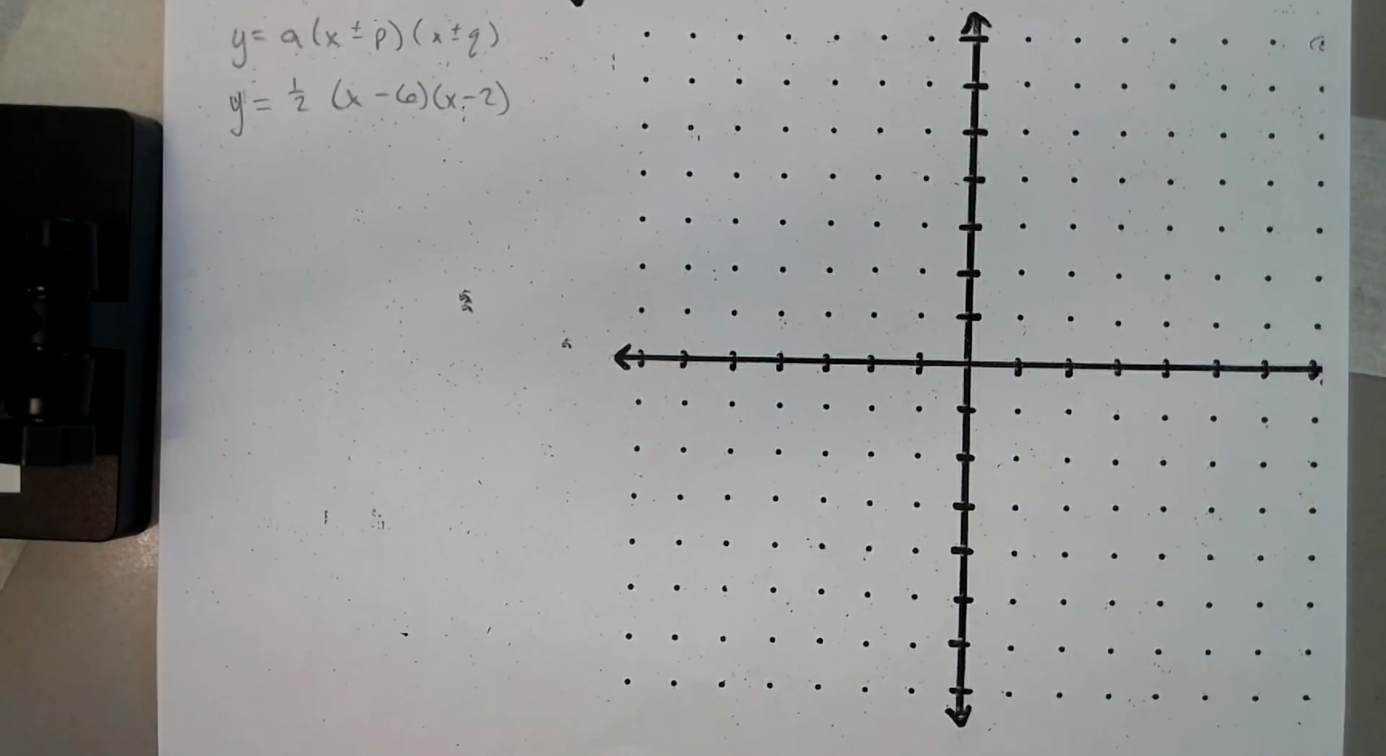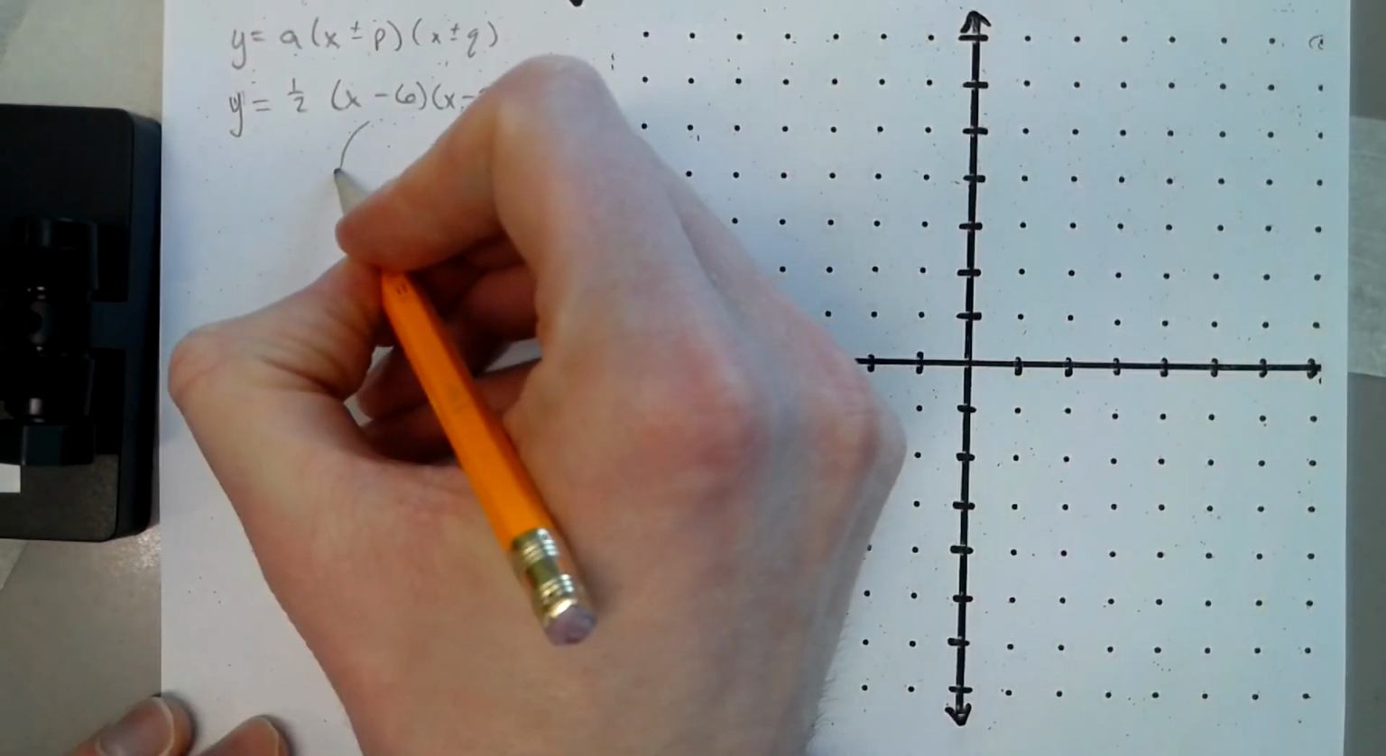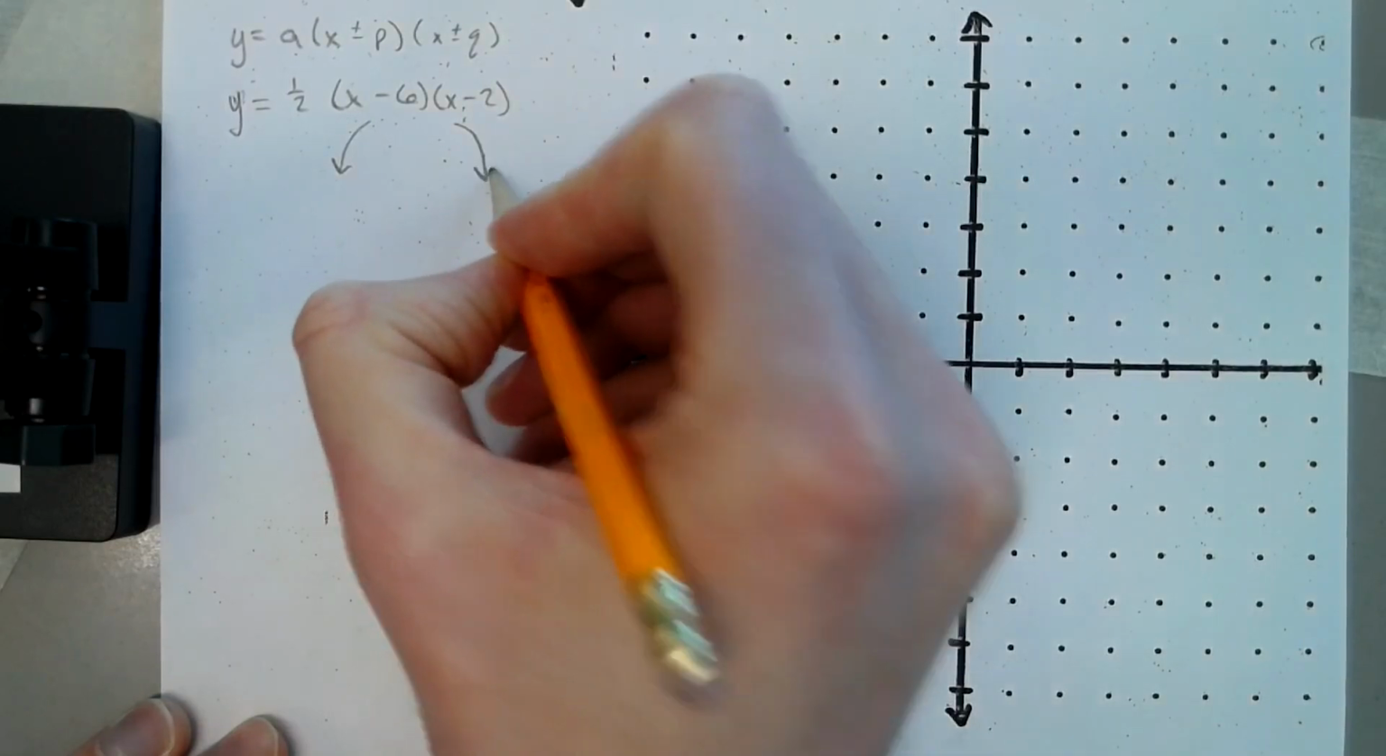It's called intercept form for a reason. I want you to keep that in your head as we graph this. So what we're going to do is get it in factored form and then set each of them equal to 0.